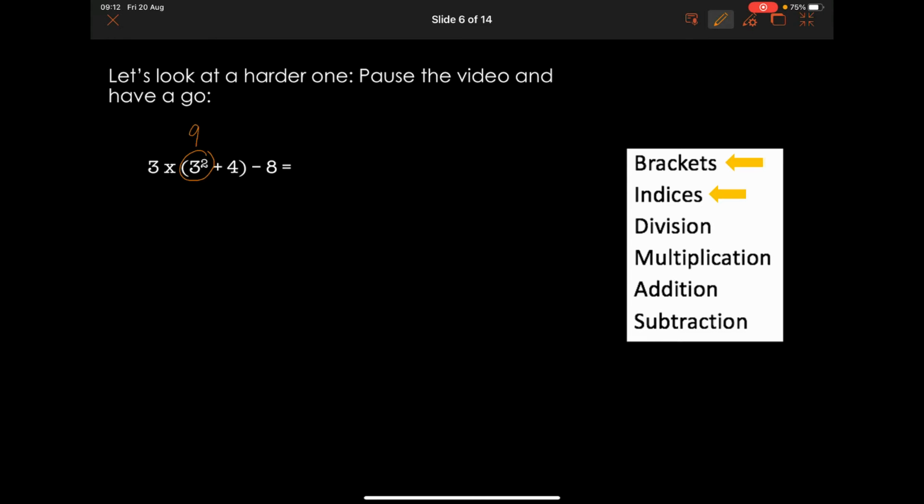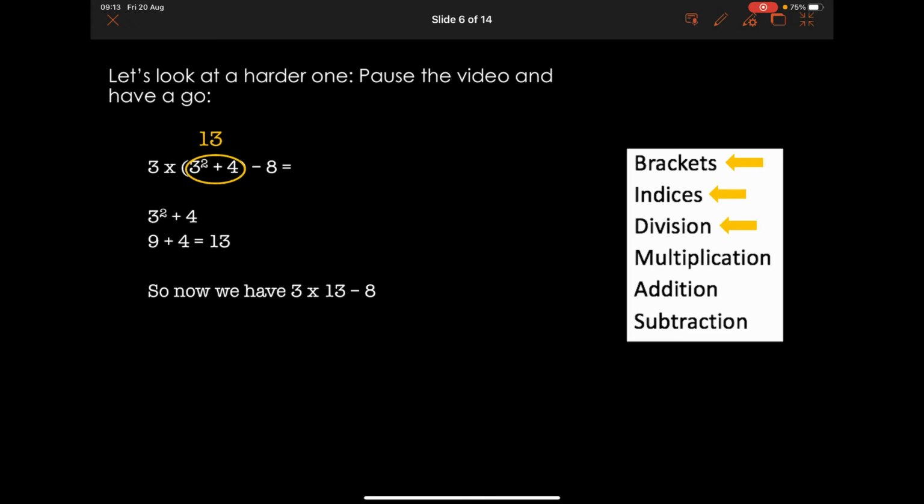So then we end up with 9 plus 4. So that whole section there becomes 13. So that whole middle bit becomes 13. So I'm just going to put that down for you. 3 squared plus 4 becomes 9 plus 4, which is 13. So this whole section, I'm just going to put it on with a circle, becomes 13. So then we're left with 3 times 13 minus 8.